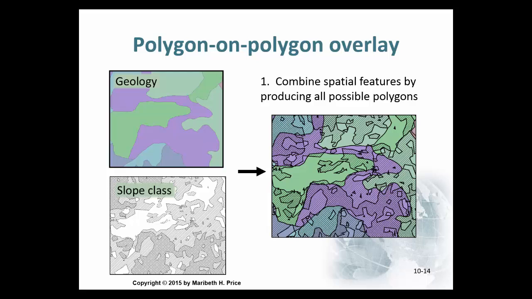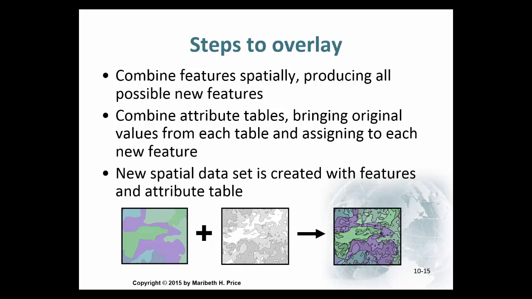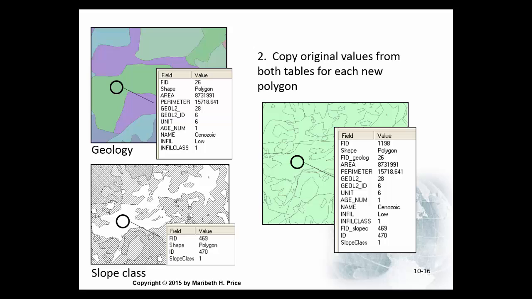Polygon on polygon overlay combines all possible polygons. Overlay requires two different layers, combining the features spatially, creating all possible features, and combining both original values of the attribute table, saved to the new spatial data layer without changing the original layers. The same area now has attributes from both geology and slope class layers.